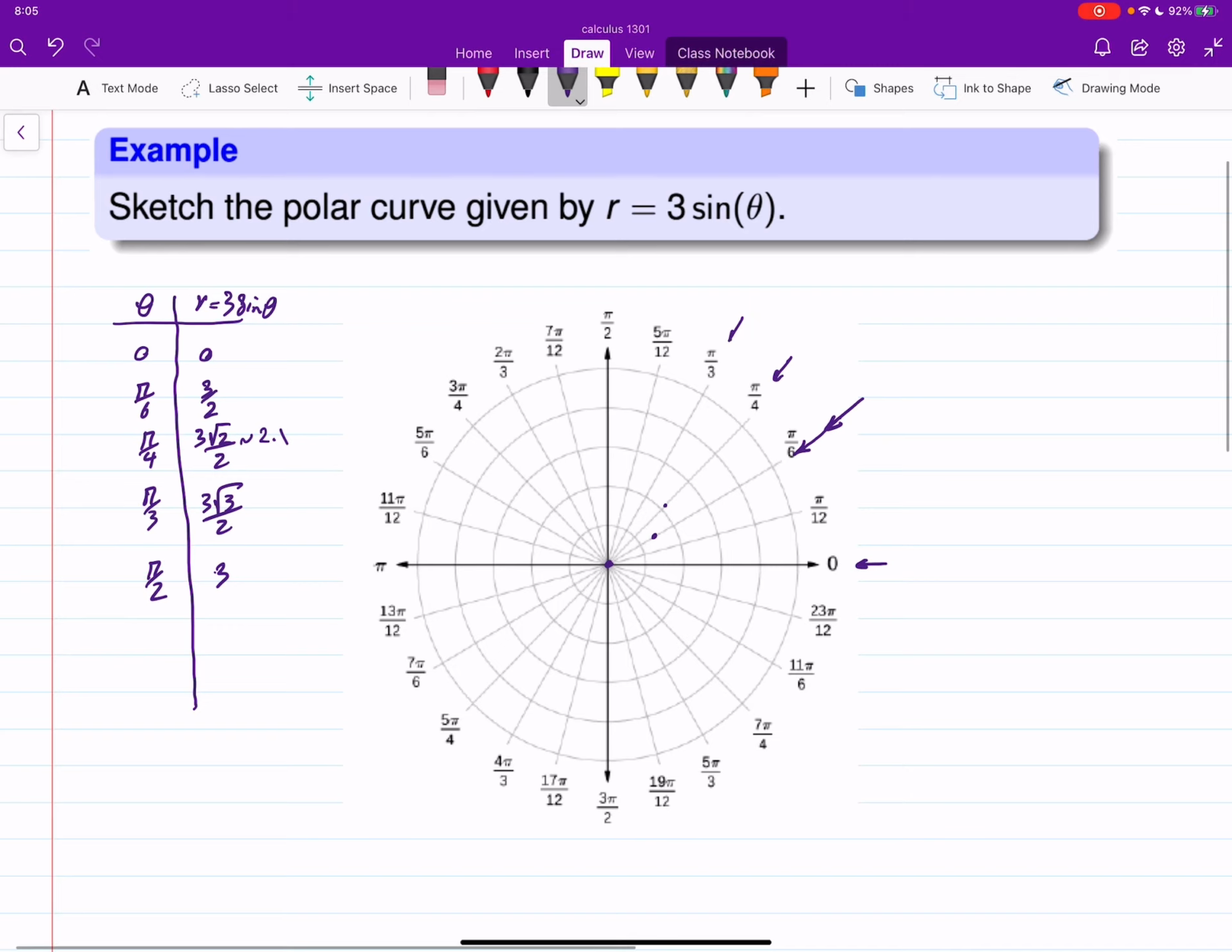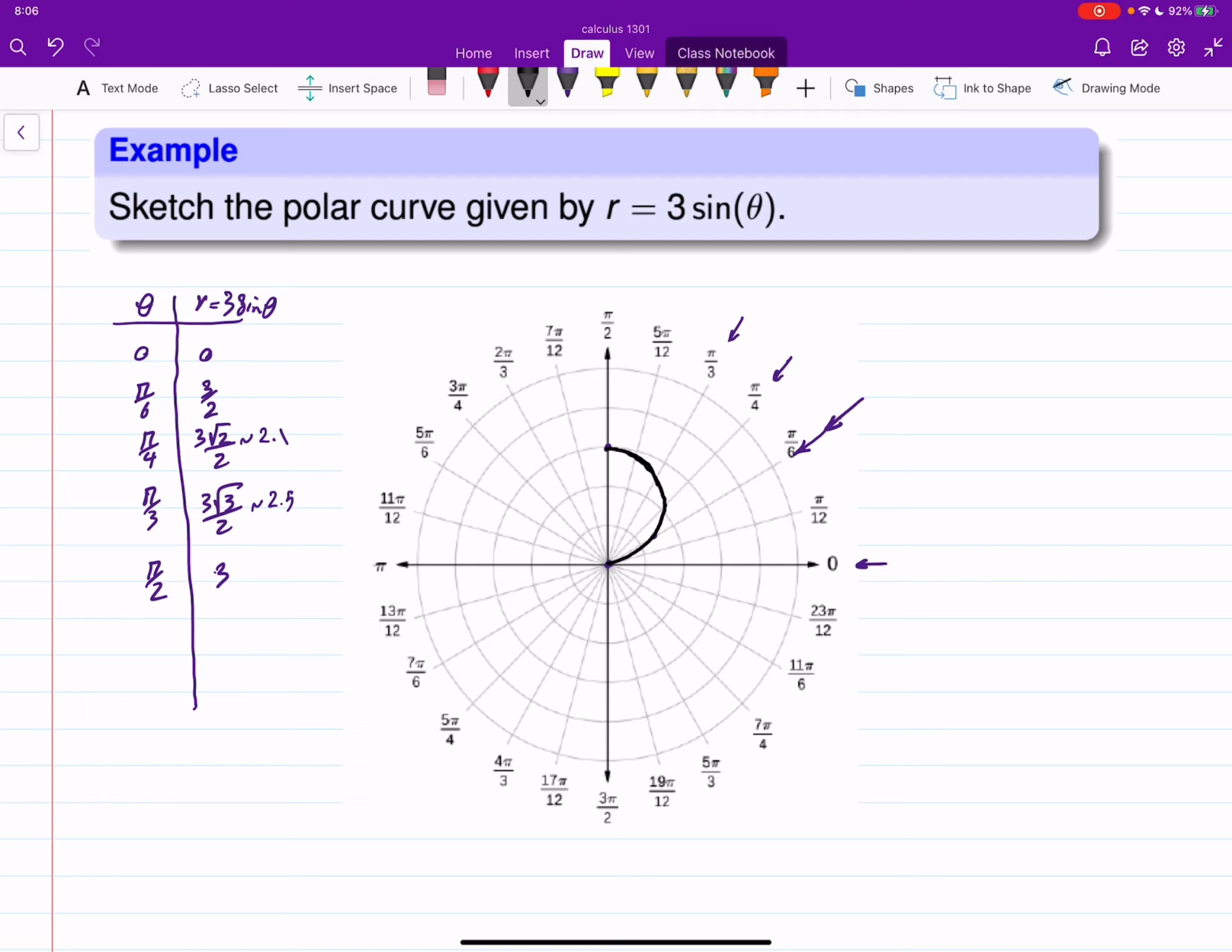on pi over 3, this is about 2.5 or something like that. So this will go up to that point there. And on pi over 2, it is 3. So if I connect these together, you see that there is a half circle kind of thing there.